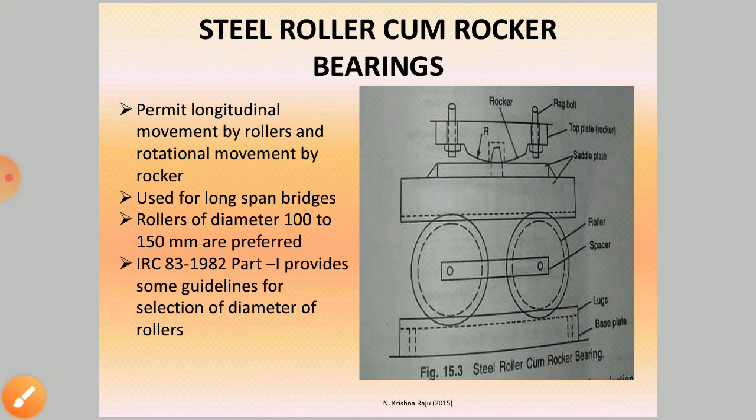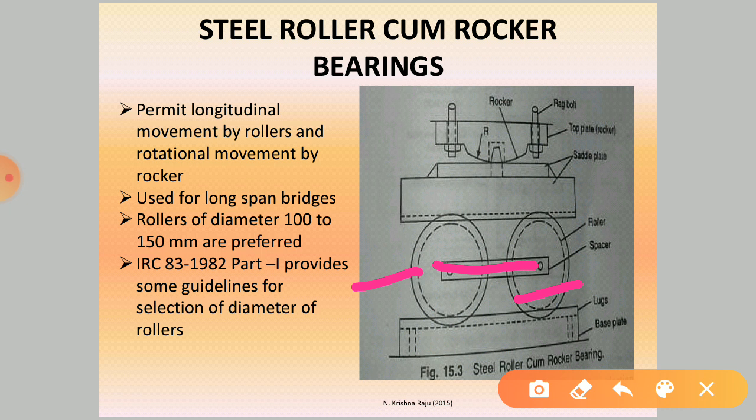Next is the steel roller cum rocker bearing. As the name suggests, it has a roller separated by a spacer as shown in this figure. These are the rollers, two rollers separated by a spacer. This type of bearing permits longitudinal movement, that is, movement in the longitudinal direction with the help of rollers, and for rotational movement there is a rocker. For these two actions there are two different devices, the roller and the rocker.